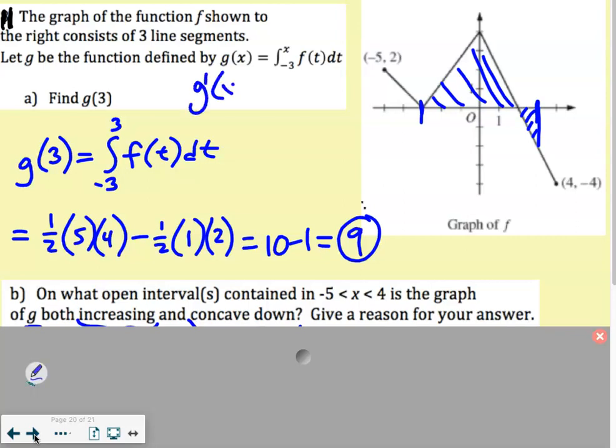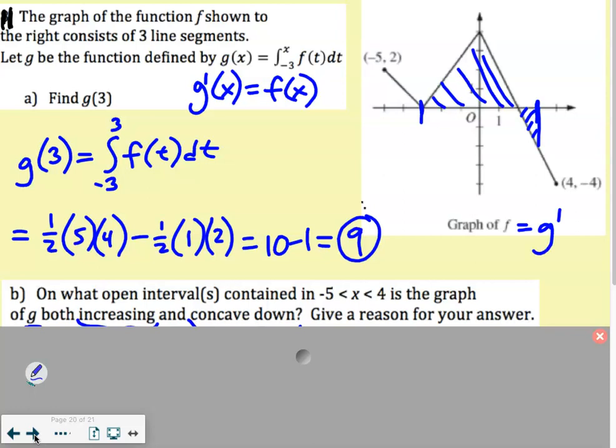G prime is the derivative of an integral with variables in the limits. It's FTC part 1, right? So because of this, what do we do? We plug the top limit in times its derivative, which is just 1, minus plug the bottom limit in times its derivative, which is 0. So what is g prime equal? It's f, which means this graph, which is the graph of f, is also the graph of g prime.